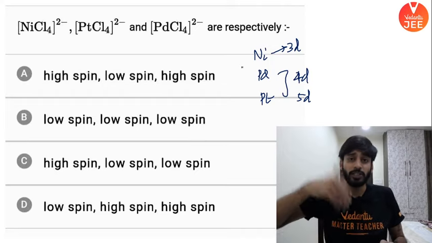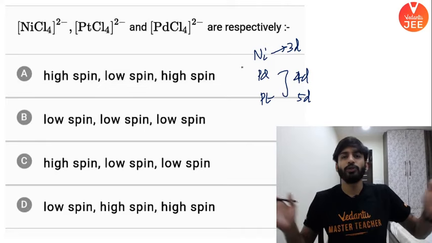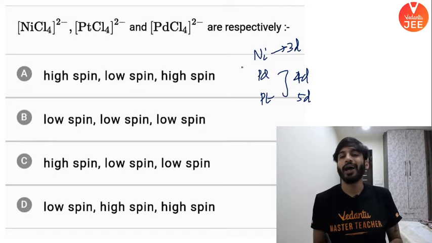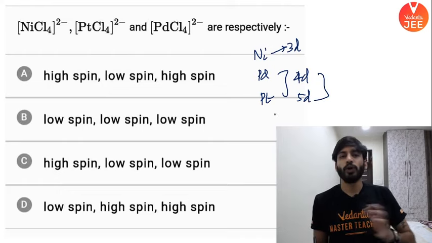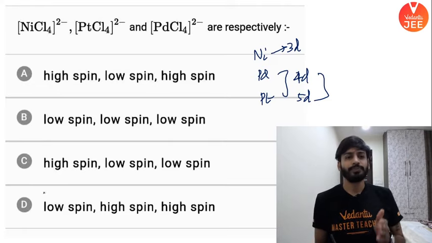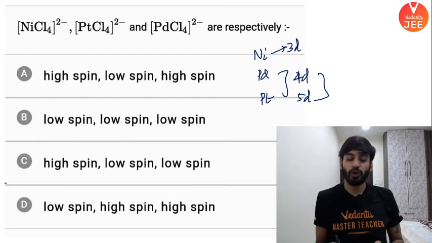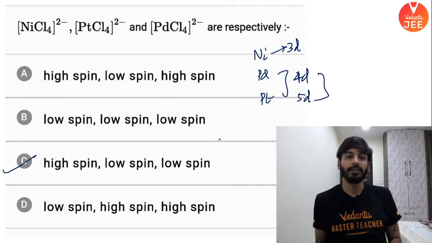But an electron cannot jump to the higher energy level. The splitting would be so high that the electron cannot jump to the higher energy level because of the massive size of 4d and 5d. So NiCl4 will form a high spin complex, but in the case of palladium and platinum, you will always get a low spin complex. Generalization: 4d and 5d elements will always form a low spin complex. Remember this, okay?